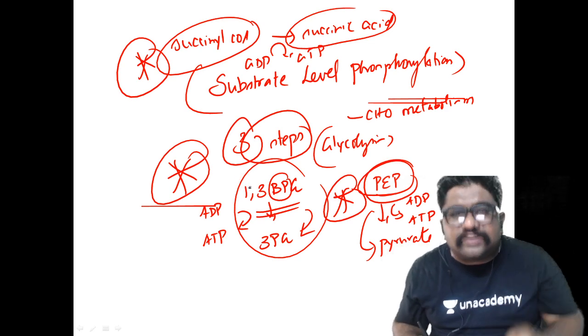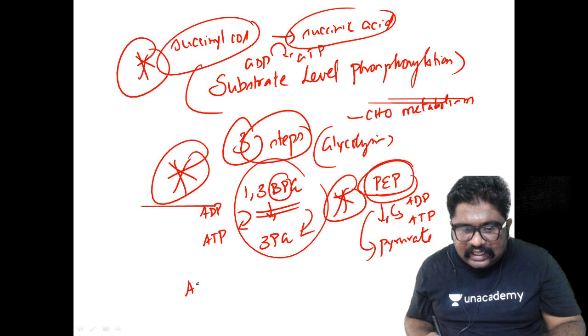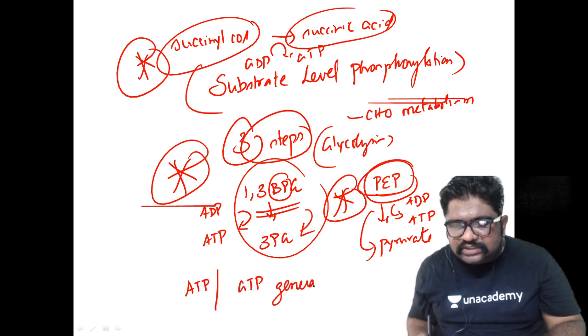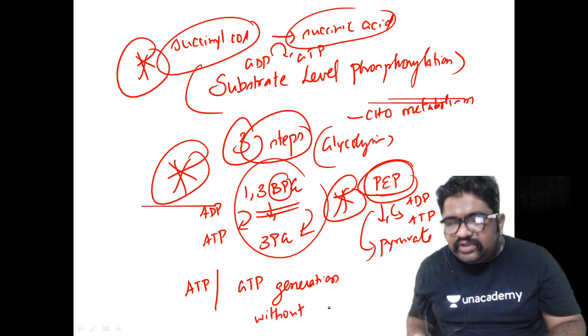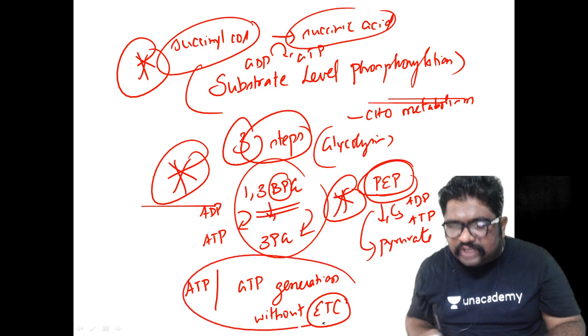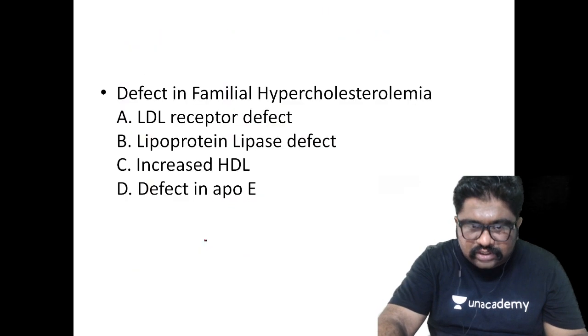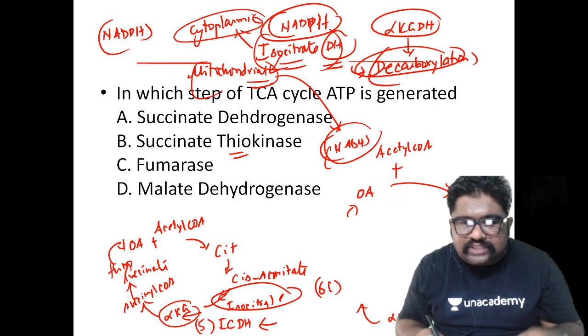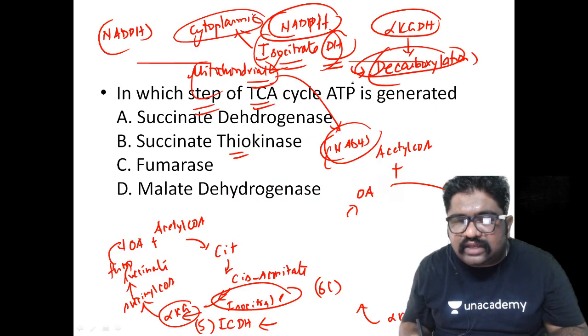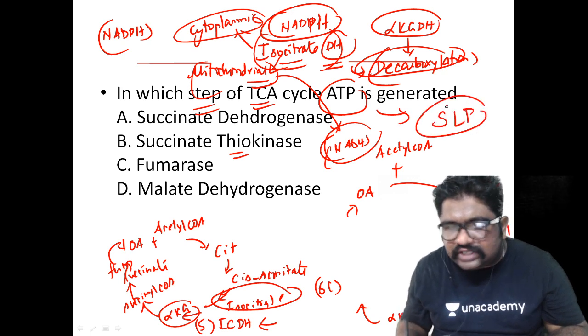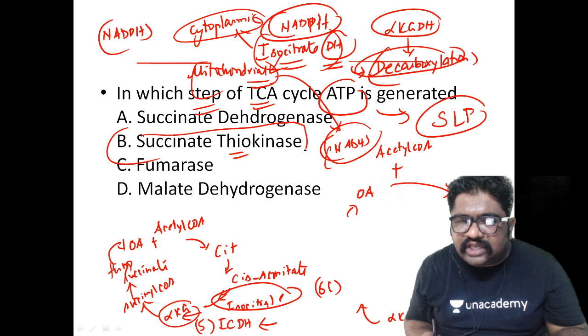How will you define substrate level phosphorylation? That is, an ATP or a GTP generation happens without entering into the electron transport chain. Without involvement of the electron transport chain, if ATP or GTP is formed, that is called substrate level phosphorylation. Why am I teaching you this? In this question, they are asking you in which step of the TCA cycle ATP is generated. It's a classical example of substrate level phosphorylation. It happens at the level of succinate thiokinase.